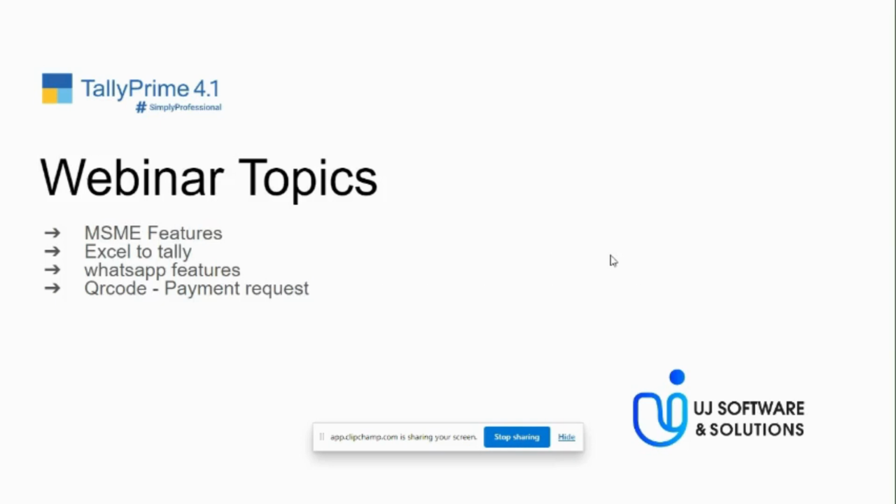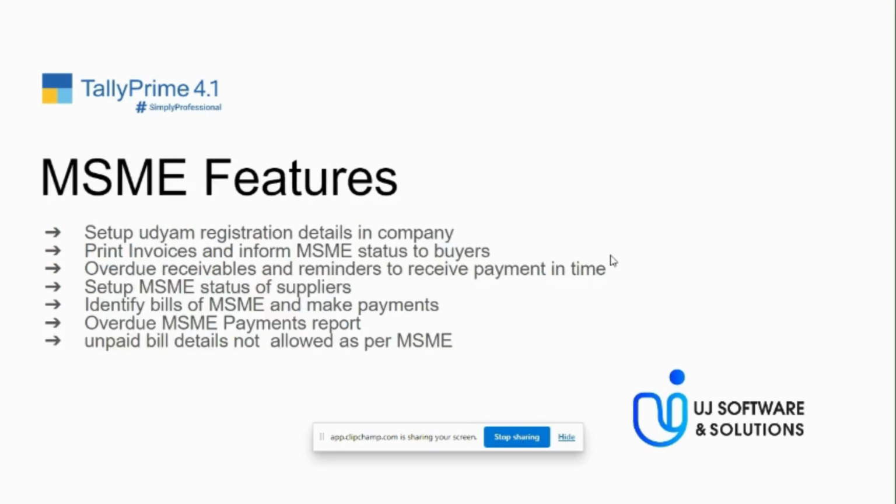So let us check out the webinar topics for today. What we are going to see is MSME features with TallyPrime, then how to import data from Excel to Tally. What are the WhatsApp features available wherein you can send the documents via WhatsApp, and how to generate QR code requesting payment for the sales bill. So we will check the MSME features.